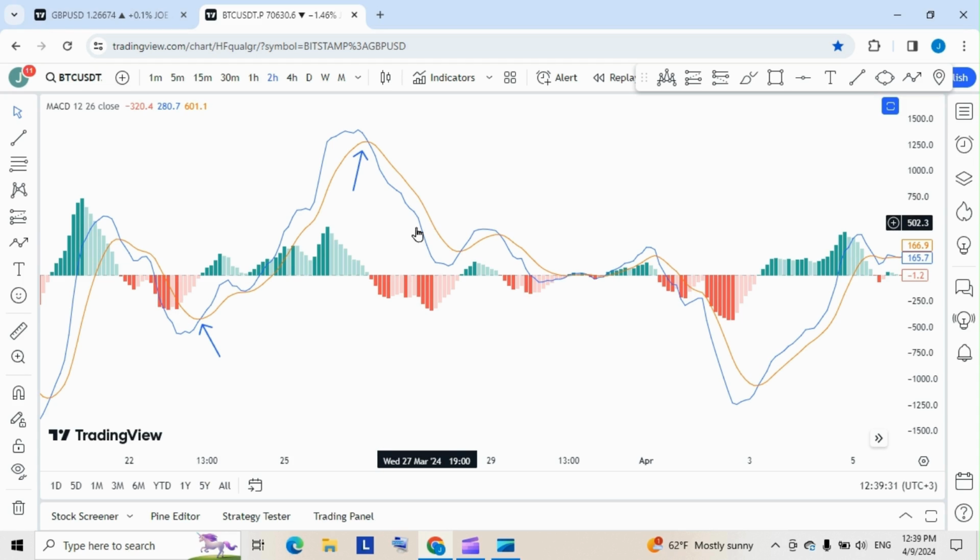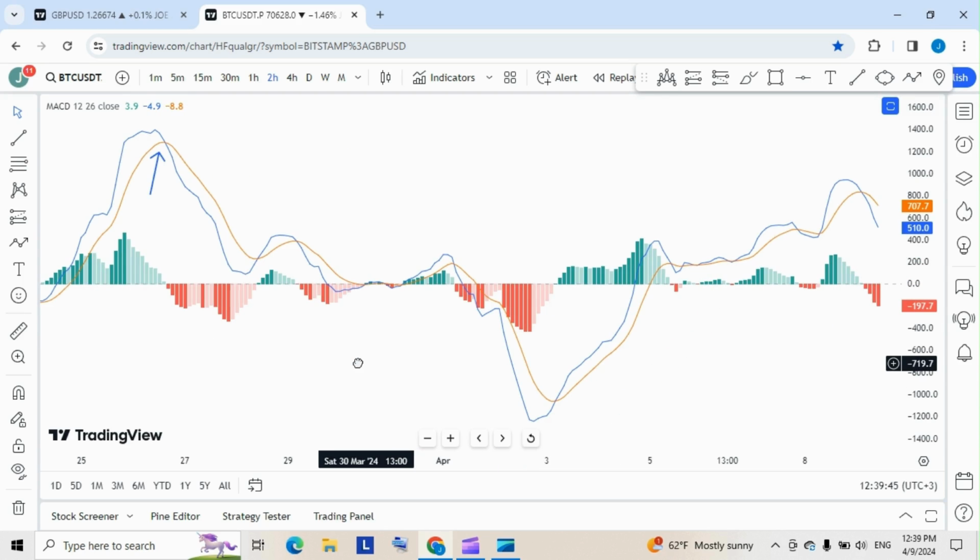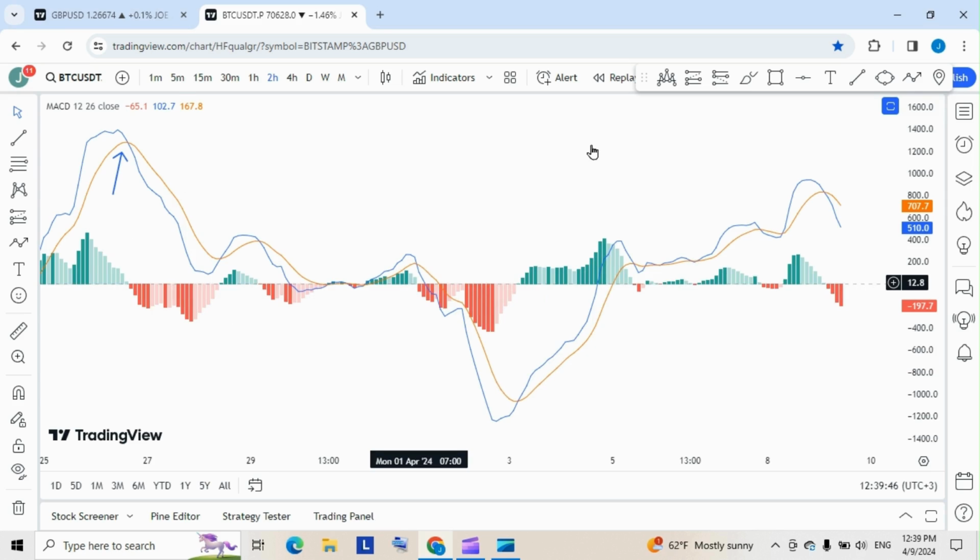Now you see as soon as we have this crossover, you can see from the histogram at the bottom here that the market moved down. Let's take another scenario before we move to the chart finally. So now we have another crossover here again. This time the signal line crosses over the MACD line.